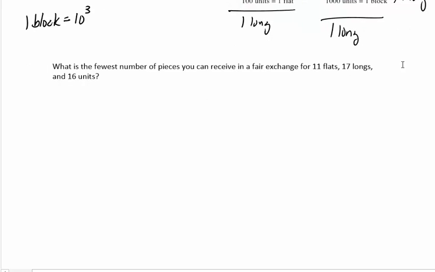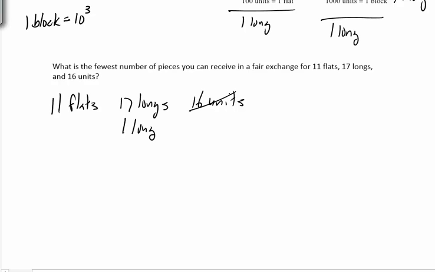So, question: what is the fewest number of pieces you can receive in fair exchange for 11 flats, 17 longs, and 16 units? Let's first translate that. So we have 11 flats, 17 longs, and 16 units. And we're trying to come up with different trades that we can implement. Well, if I have 16 units, I can add another long, and that only leaves me with 6 units, so I can do a swap there.